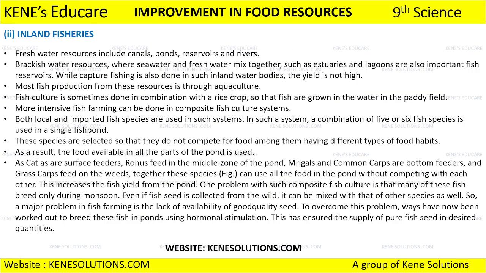After marine fisheries, the next thing that we discussed was inland fisheries as well, right? So please go through the slide as well, and then we'll discuss beekeeping.